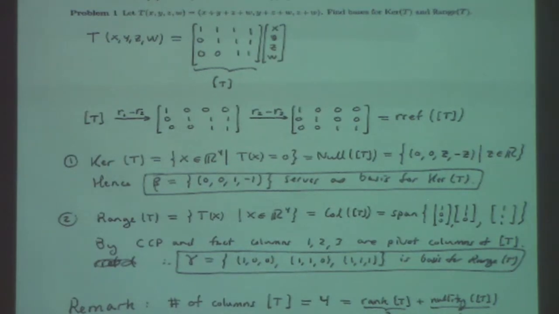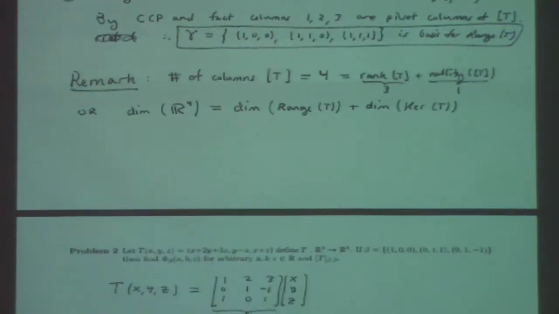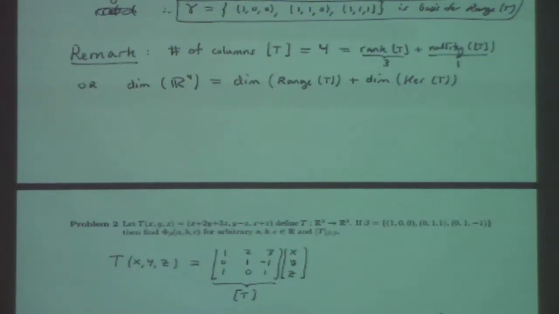Of course, you can see the rank nullity theorem at play. I didn't ask about that, but it's nice to notice that the number of columns is 4, which is equal to the rank plus the nullity, which is the dimension of the column space plus the dimension of the null space, or conversely, the dimension of the range plus the dimension of the kernel. If I had asked about an abstract linear transformation, you cannot do what I just did in this problem. More on that later. Problem 2.